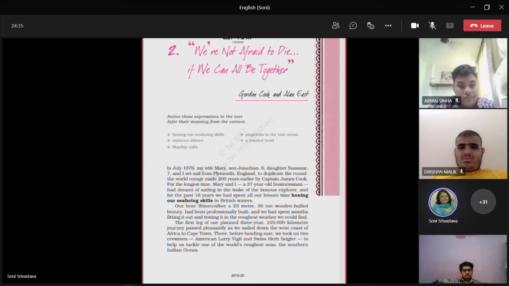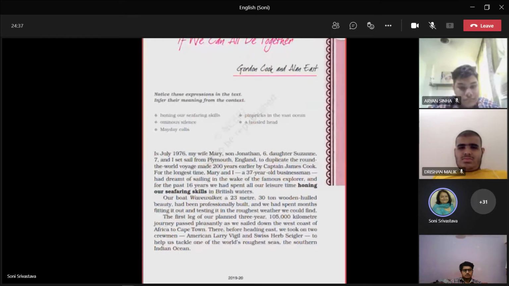So basically, the chapter is about bravery. It's all about courage. It talks about valor. It talks about coming out of a trouble with teamwork, when you fight it out together. That is what the chapter is all about.